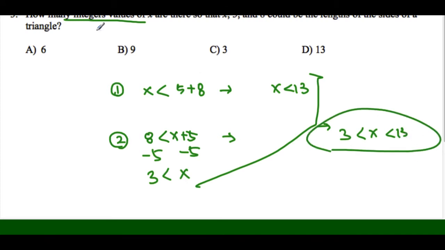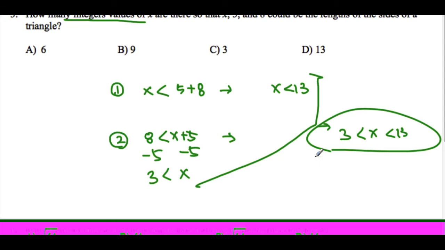So then how many integer values do we have? We have to count from 4, 5, 6, 7, 8, 9, 10, 11, 12. So in total we have 9 values. So B becomes our answer.